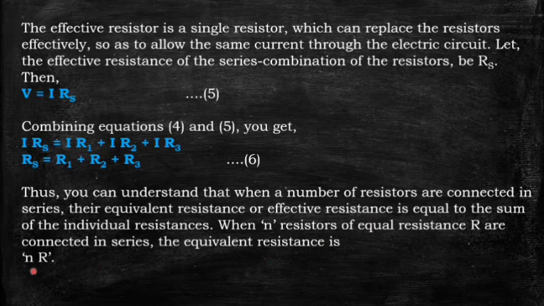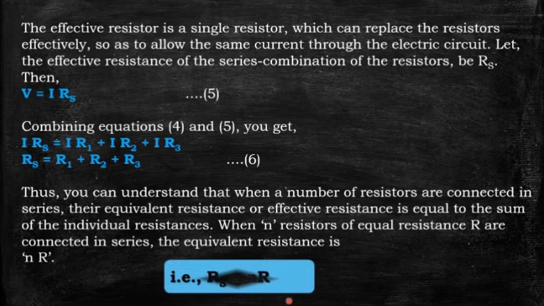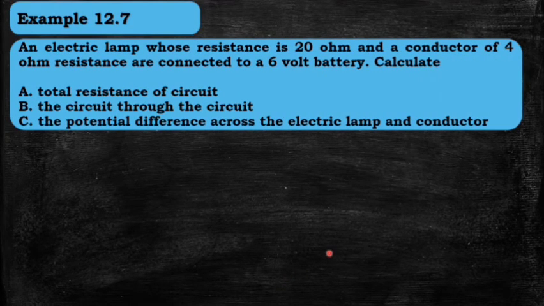So in general, we can write RS equal to N times R1. That is, for all the resistors connected in series, we have to add all the resistors and put the total as RS. Let us see the example.